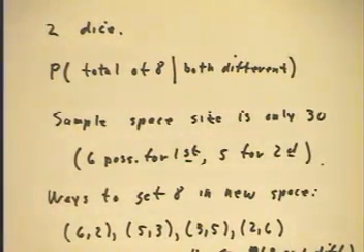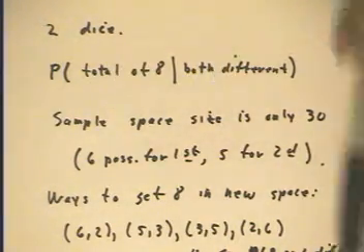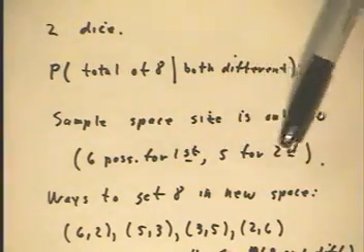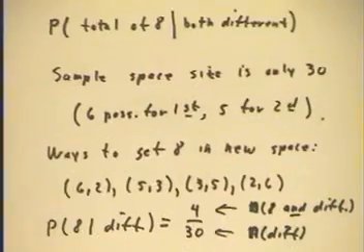Another way of saying that is, of course, that there's 6 possibilities for what the first dice comes up, and only 5 for the second, because it can't be the same as the first. Or if it is, we're not going to count it.